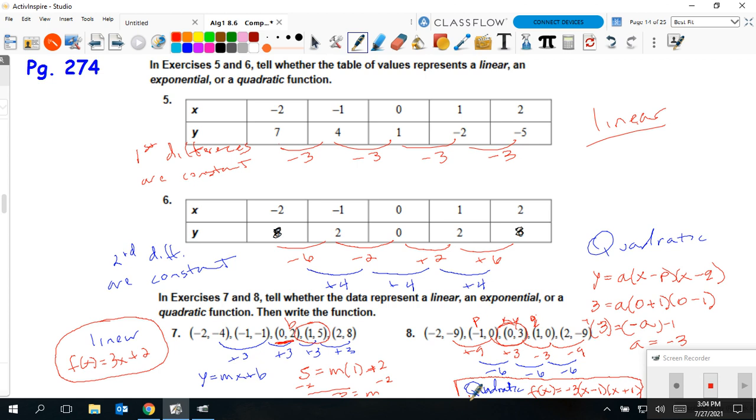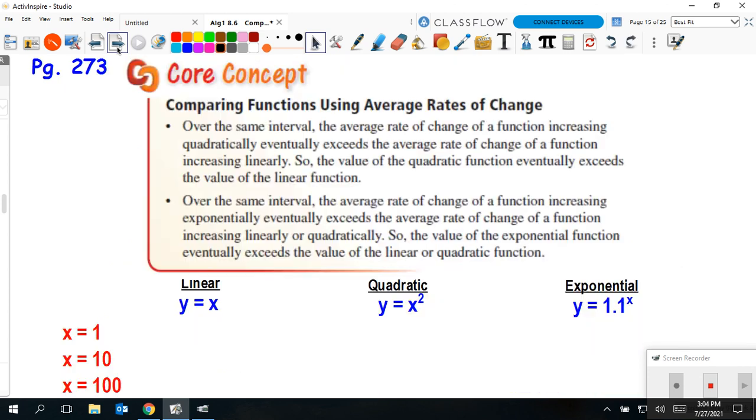All right, let's move on to our next one, which is number 9. Before we get to number 9, let's do a little thing here about comparing. So I want to talk about comparing. It says comparing the functions using average rates of change. You see that on page 272 or 273 up there at the top.